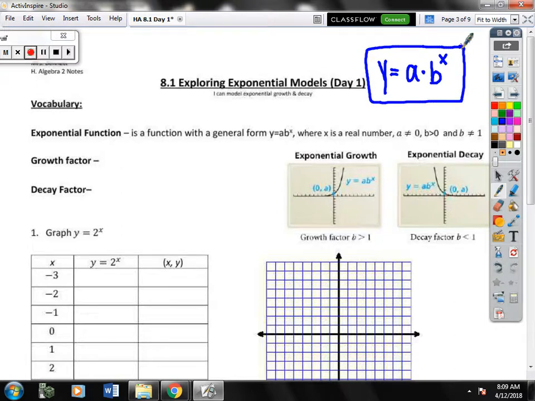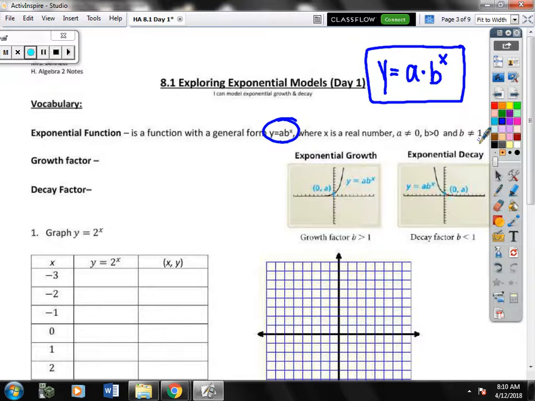Just like standard form of a quadratic was ax squared plus bx plus c, this is standard form for an exponential graph. So that's what it tells you here. It's a function with a general form. They just write a b^x. It's understood multiplication. A cannot be 0. B has to be greater than 0. And b cannot also equal 1 because it would not be exponential.